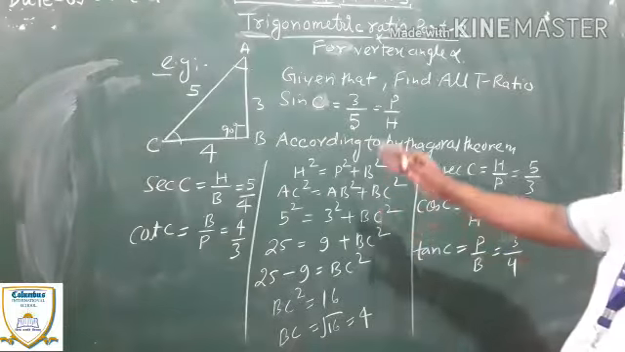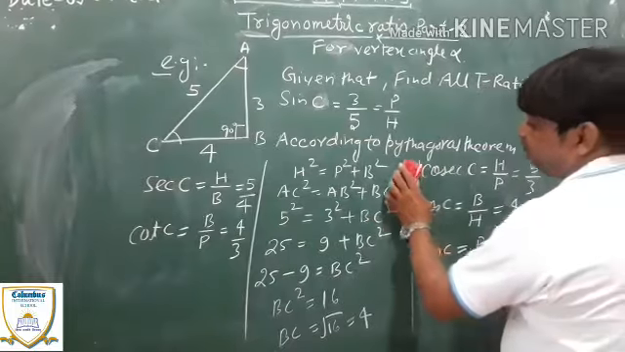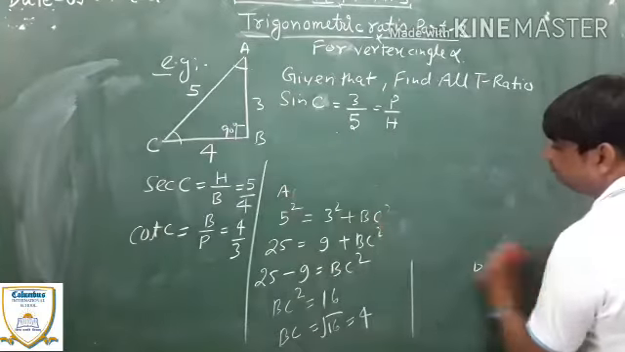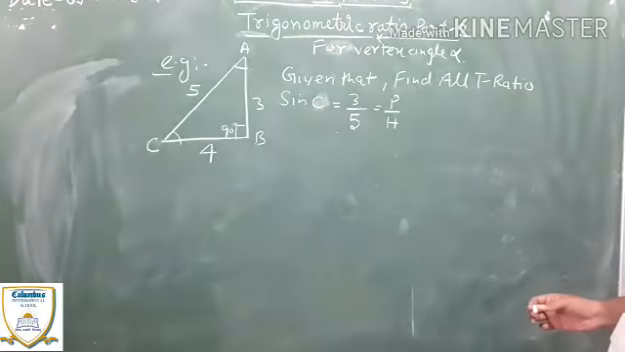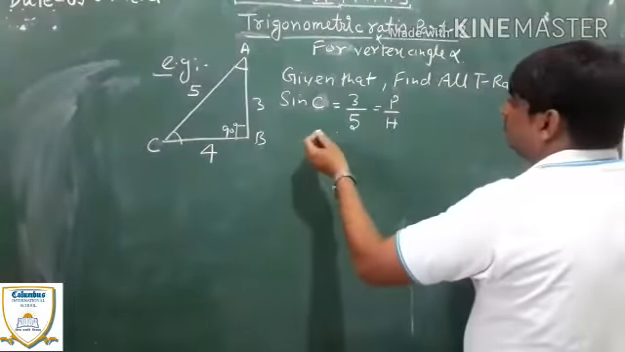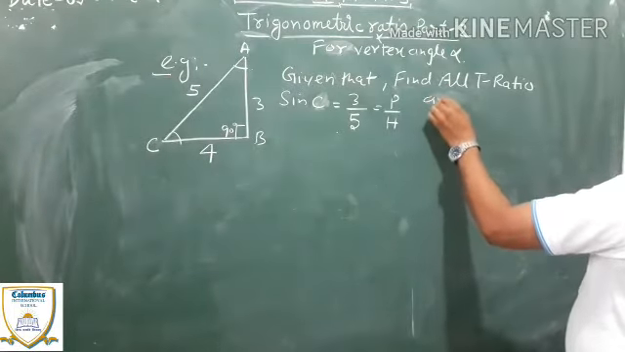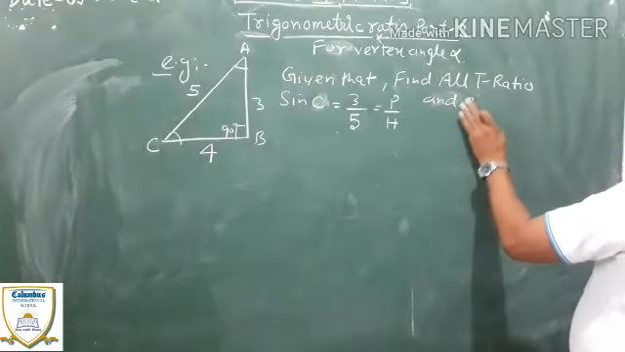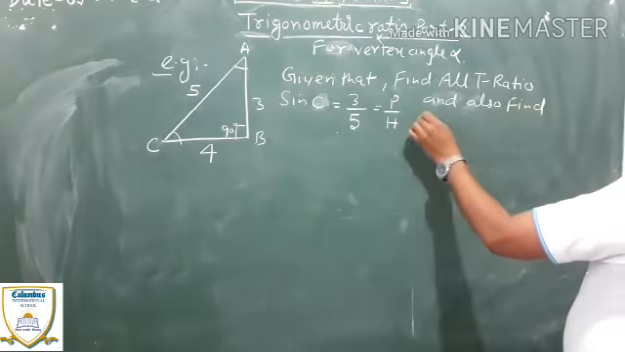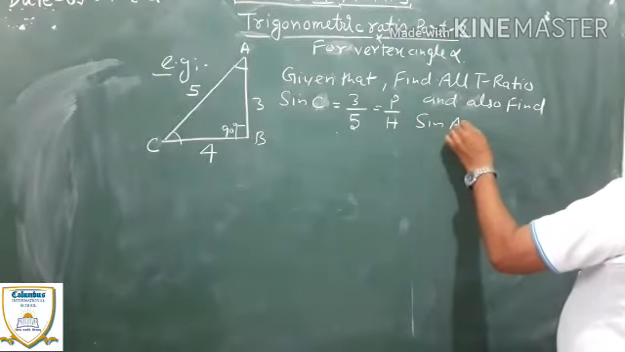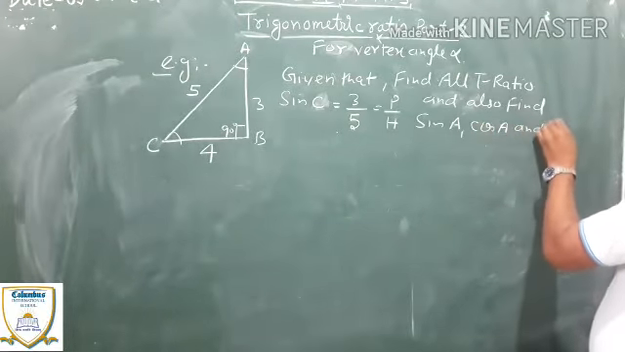Student, if you want to find the vertex angle A, how can you find it? Let's see. And also find sin A, cos A and tan A.